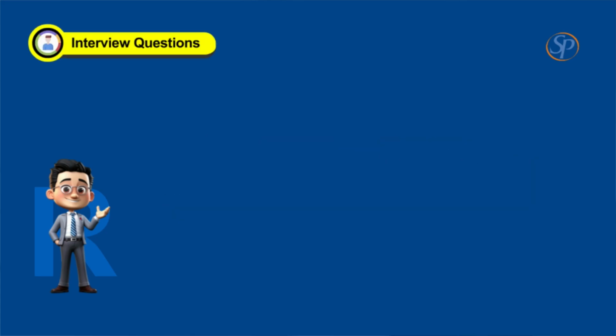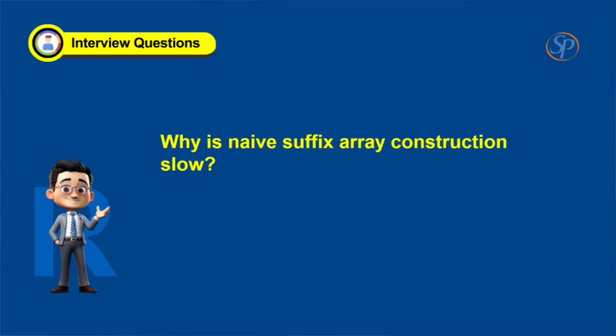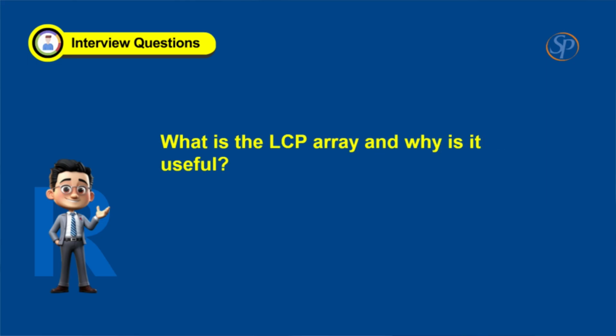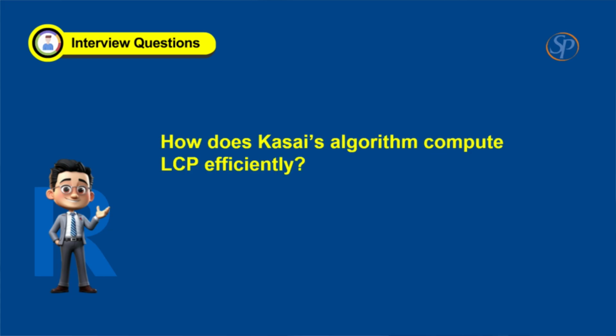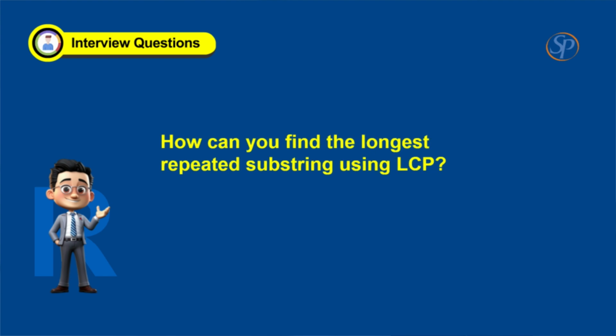Interview questions. What is a suffix array and how is it constructed? Why is a naive suffix array construction slow? What is the LCP array and why is it useful? How does Kasai's algorithm compute LCP efficiently? How do you perform pattern matching using suffix array? How can you find the longest repeated substring using LCP?